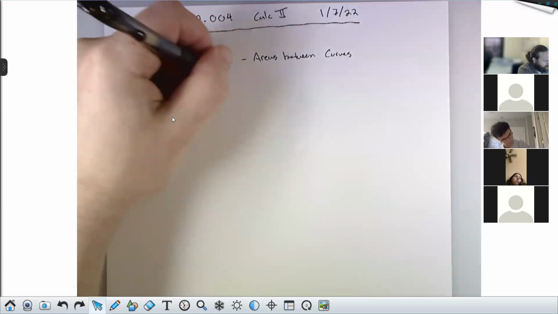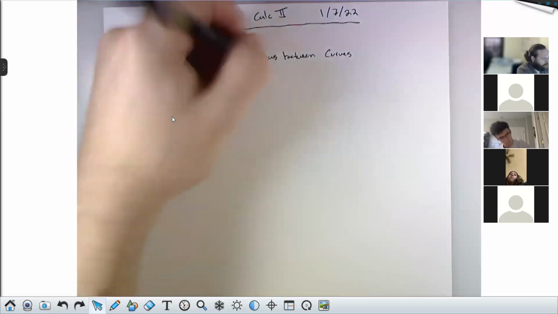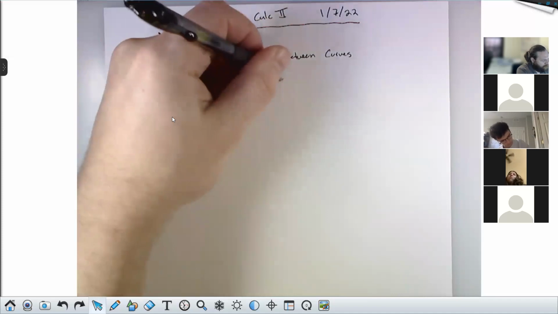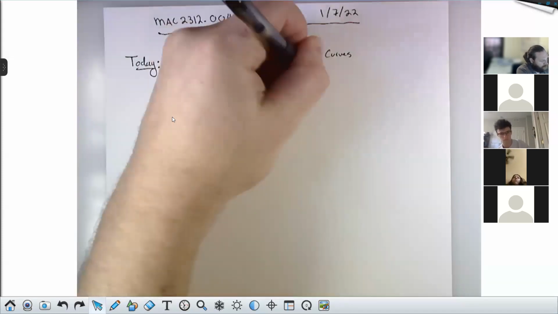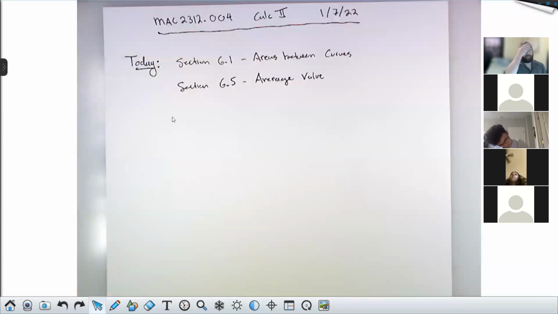The other thing we're going to do today is talk about section 6.5, which is on the average value of a function. And this average value is an important concept for anybody who's doing any sort of statistical analysis. When you deal with probability mass functions, this concept of average value becomes very important. But we're going to start with 6.1, areas between curves. And again, I'm going to do it quickly because it's something you should have seen in Calc 1, but just in case you didn't.